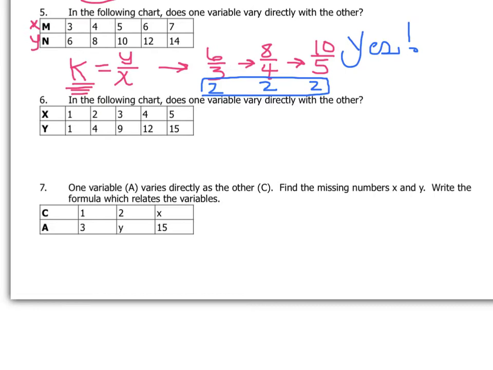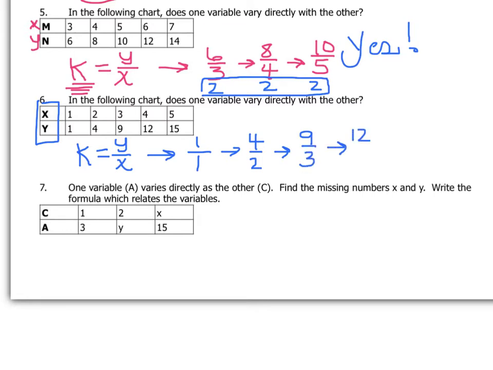All right, let's look at number 6. We have x and y already there for us. Remember, the constant is y over x. So we're going to go ahead and place a few of them together to see if we have a relationship. 1 divided by 1, 4 divided by 2, 9 divided by 3, 12 divided by 4. So let's see.